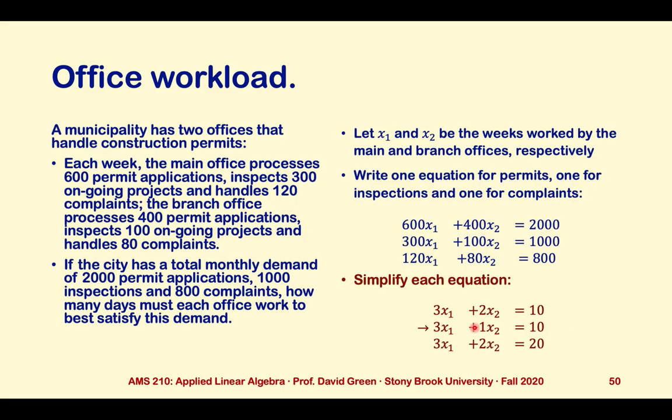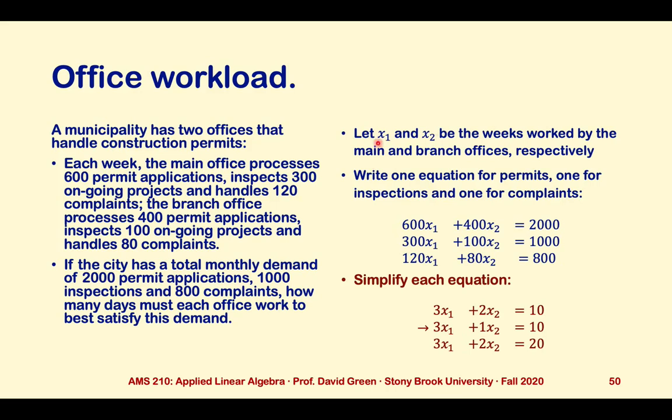We always begin a problem like this formulating the mathematical model. Define our variables, our unknowns in the problem. How much is each office going to work? We let x1 and x2 be the weeks worked by the main and branch offices, respectively. The question actually asks for us to find things in days in the end, but the data is provided in weeks. Let's work in weeks, and we can always convert to days after the fact.